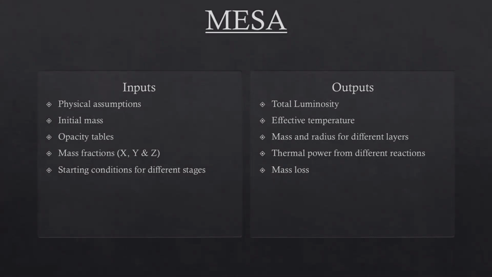Thermal power from different reactions. As I said, different reactions are happening, the PP chain reaction, proton-proton chain, or the CNO cycle, and all these things are happening. So you can just find what is the thermal power from that reaction alone. Mass loss happens, especially after the main sequence, especially in the AGB phase, where a lot of mass is discarded. So the mass loss is another output.